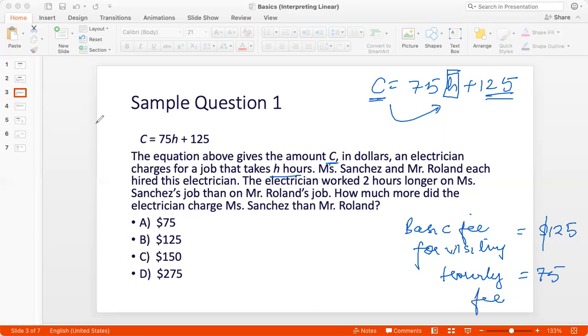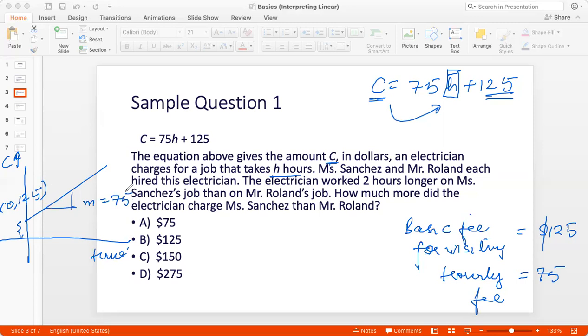So the whole point of interpreting it on the graph is the same. If this is the cost of the electrician and this is the time in hours that he works, then when he doesn't work at all and he just visits you, you pay him 125. So the y-intercept is 125 and the slope here is 75. For 1 hour, you pay him 75, for 2, 150 and so on.